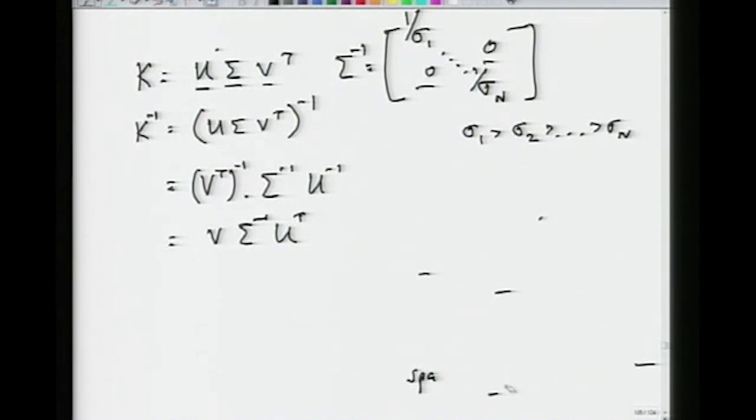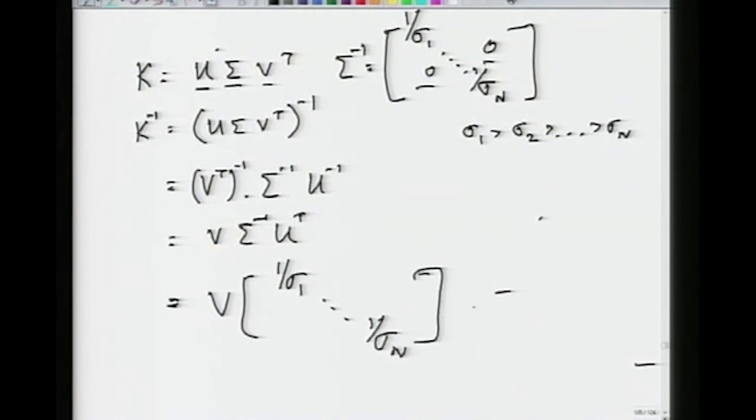Notice this would be V times 1 by sigma 1 and so on, 1 by sigma n, times U transpose, right. What I wanted to say was, when you are inverting the matrix, this actually shows it quite clearly, you are multiplying by 1 by sigma 1, 1 by sigma n and so on so forth. These sigmas are called the singular values.